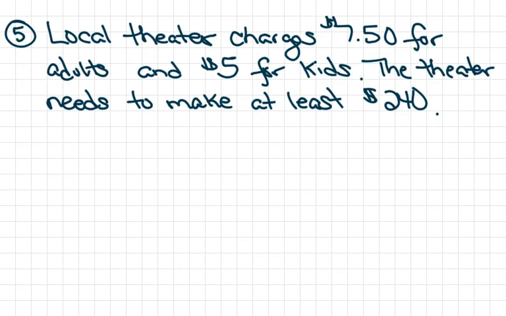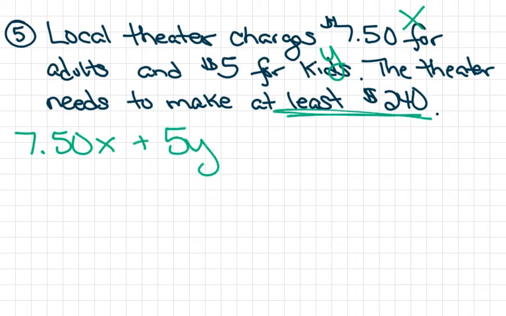All right, story problem. We have a local theater that's going to charge $7.50 for adult tickets and $5 for kids. The theater needs to make at least $240. They bring up the adults first, so I'm going to call this x. So $7.50 for every adult, and then $5 for every kid. Since they bring that up second, I'm going to call that y, so plus 5y. And they need to make at least $240, so what that's saying is I can make $240 or more. So greater than or equal to 240.